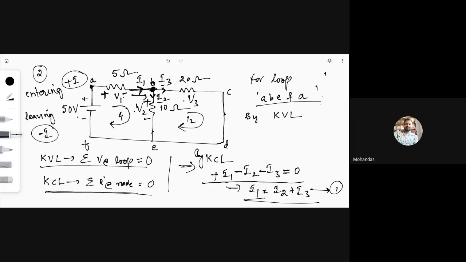Please tell me, how many voltages are there in this loop? Two voltages.